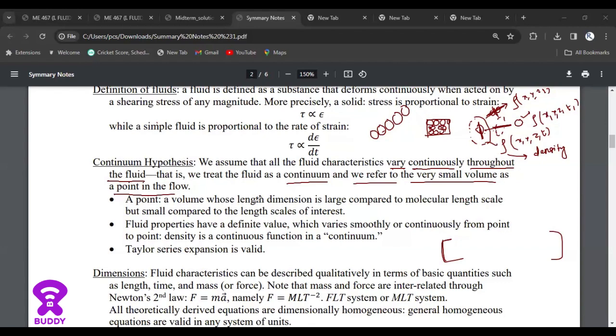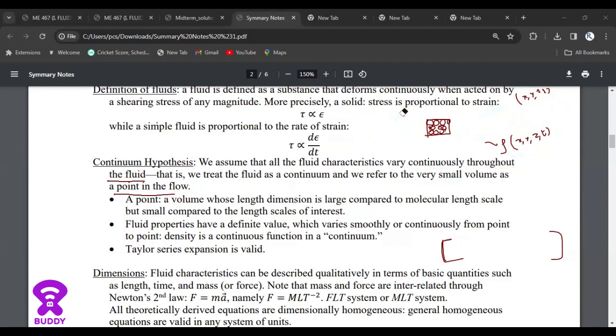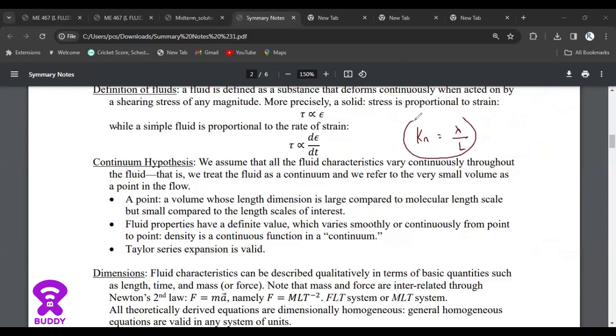Okay. Now, is there any other thing to say the concept of continuum to be valid? For that, we define one number called Knudsen number, right? What is the Knudsen number? Here, if you try to think, lambda over L. That means the molecular mean free path is lambda, and L is the system characteristic length.